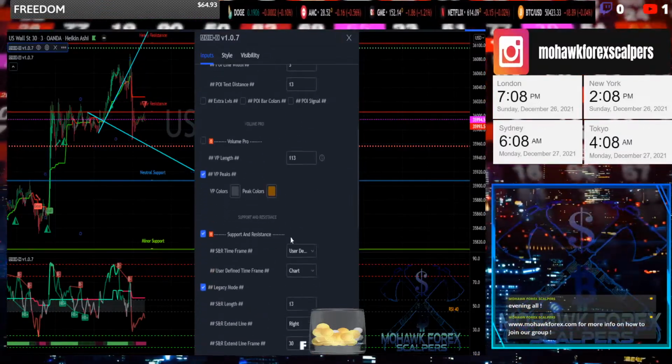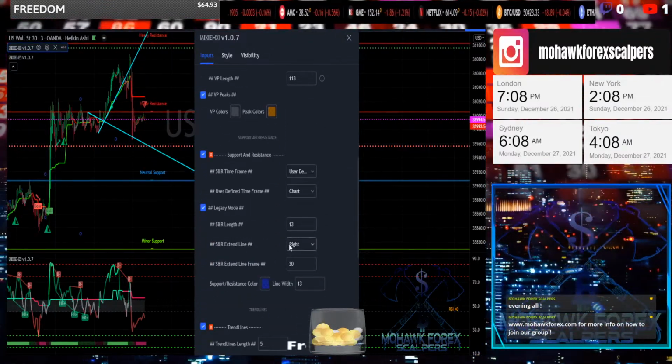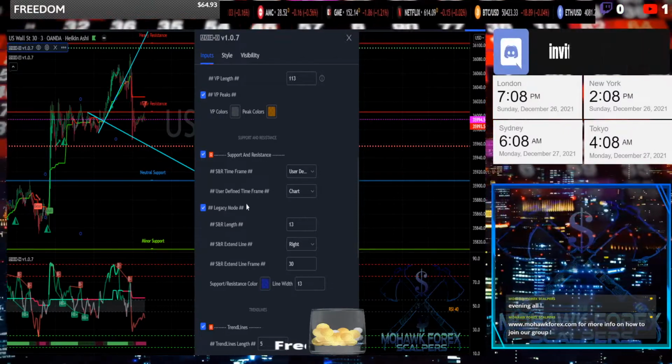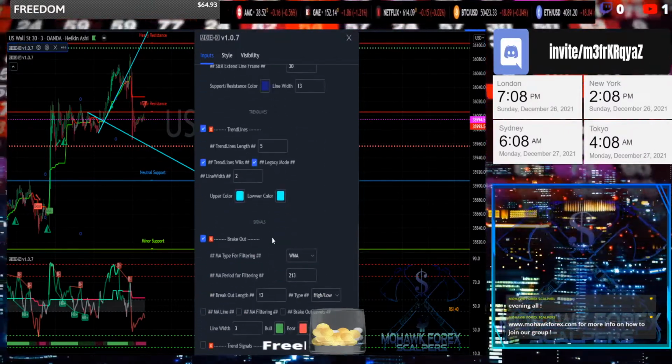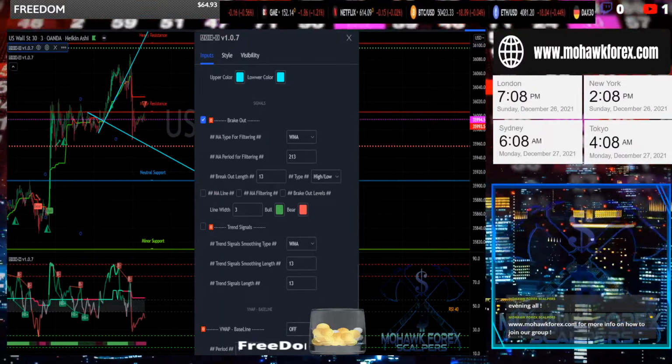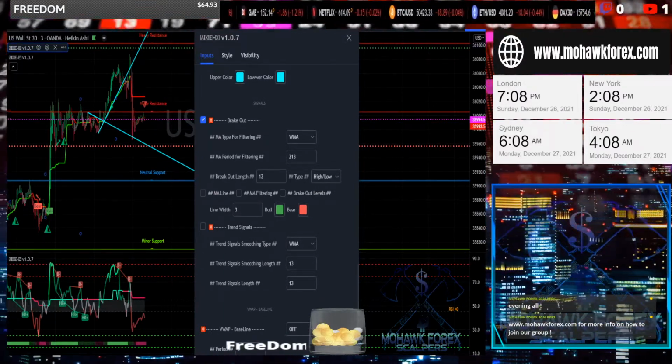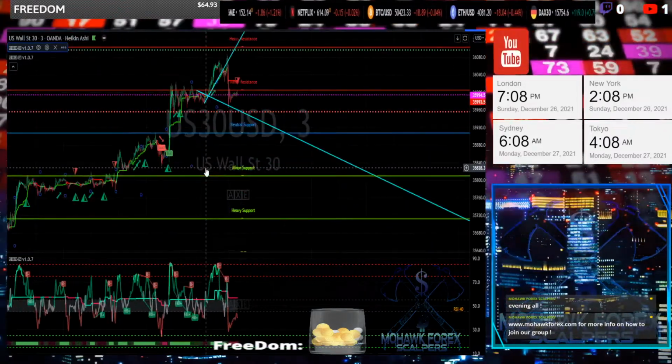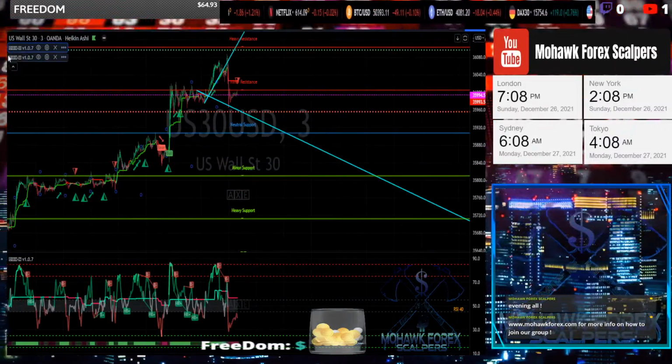And these are all custom settings. The support and resistance, trend lines, breakout zone, VWAP, baseline, and a trend signal level. That's pretty good. So there's a lot of indicators built into just the X.